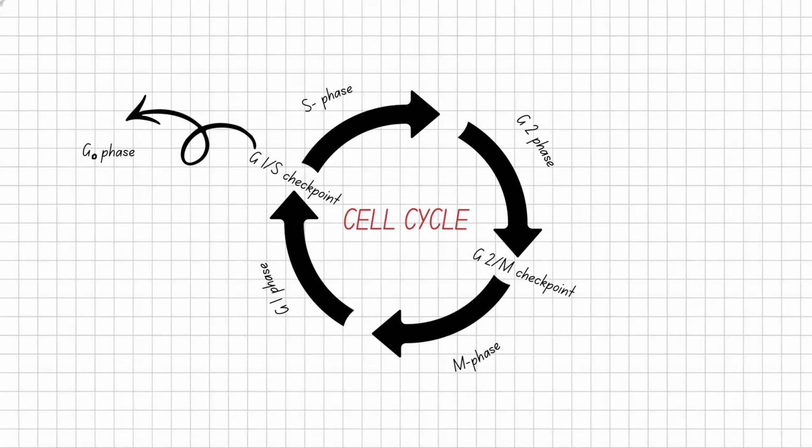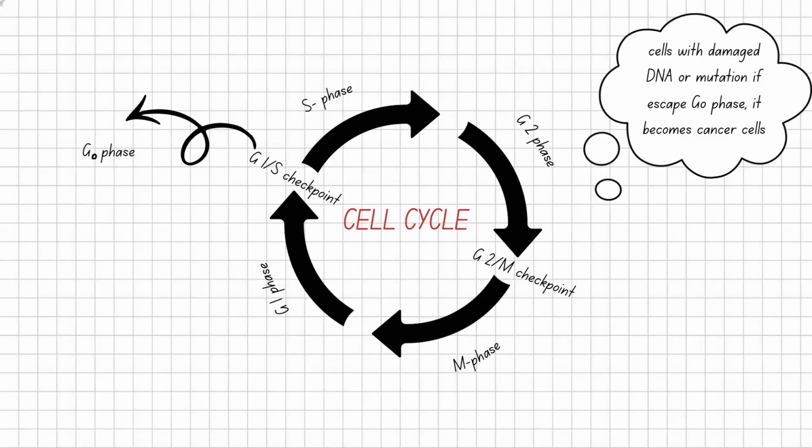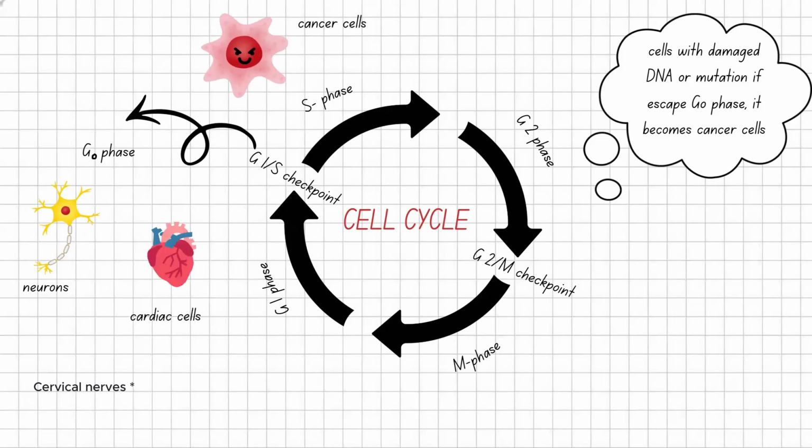If there is any problem, these checkpoints will eliminate the problem, or the cell will not enter into the mitosis phase. If there is a problem with the G1/S checkpoint and the cell does not undergo G0 phase, and it is a mutated cell or has DNA with a problem in it, then it is a cancer cell. So cells with damaged DNA or mutation, if they escape G0 phase, become cancer cells. For example, there are normal cells that enter G0 phase and stay there permanently for their lifetime. These are neuron cells in our brain and central nervous system, in the spinal nerves and cranial nerves, and there are cardiac cells in our heart.